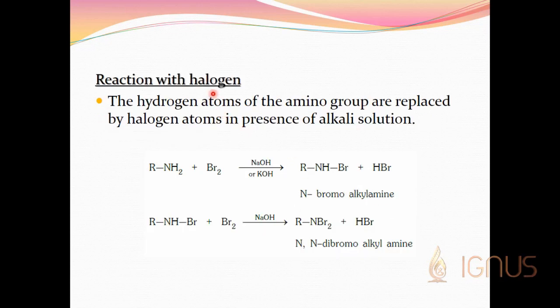Next, very important, reaction with halogen. The hydrogen atoms of the amine group are replaced by halogen atoms in the presence of alkali solution. If we treat amine with bromine in alkali, that means NaOH or KOH, you will be getting bromoalkyl amine. Here, the hydrogen atom of amine is replaced with the halogen. It's a simple reaction. Hydrogen is replaced with halogen with the liberation of HBr. You can see RNH2 it was, now it is RNHBr. Here H of this amine will combine with the Br minus of Br2 to give HBr. Here there should be a presence of alkali. Just note down this reaction.